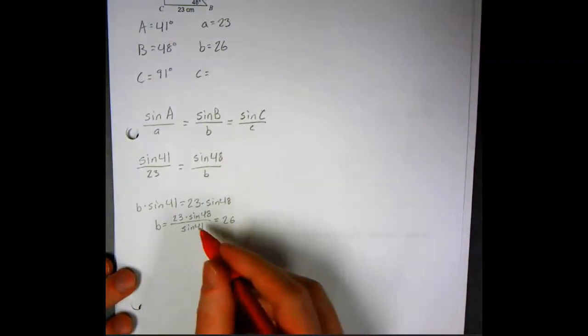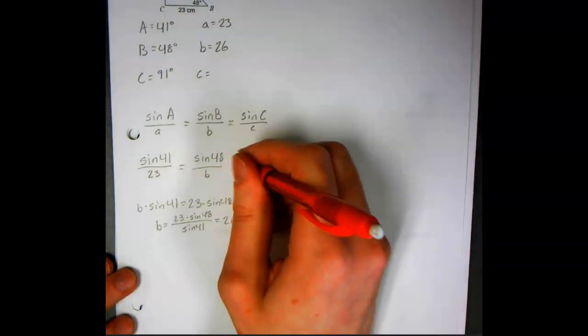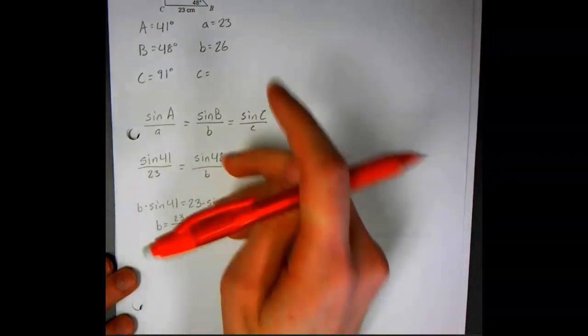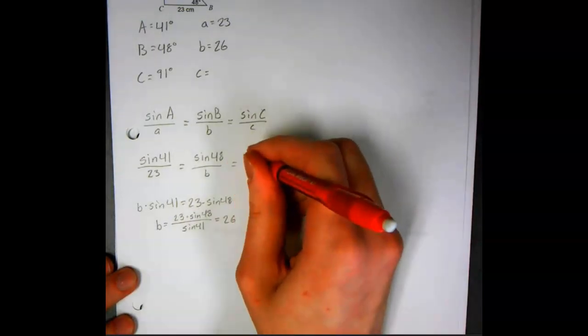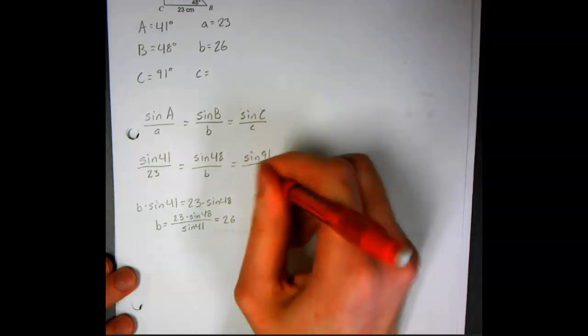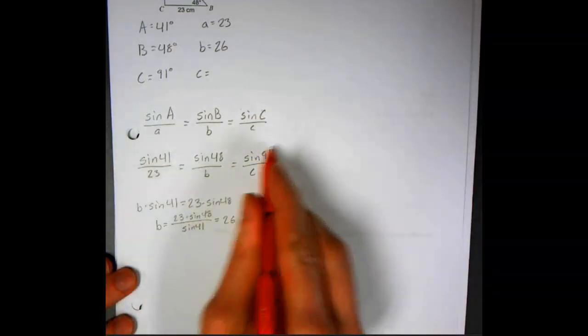Next, we're going to do that same thing to solve for C. So it equals sine of 91 over C. We'll set it up the same way. We're going to do cross multiplication here and here. Just forget about the B for right now.